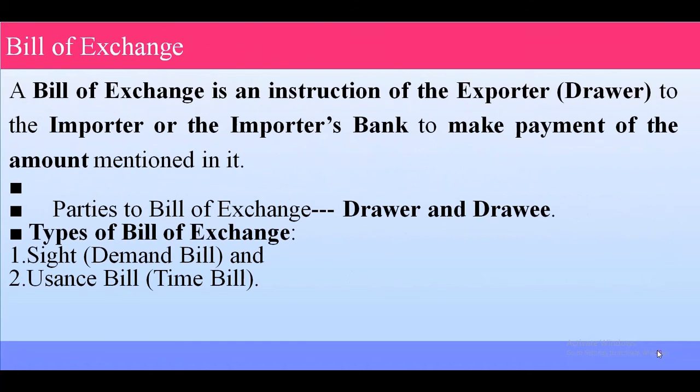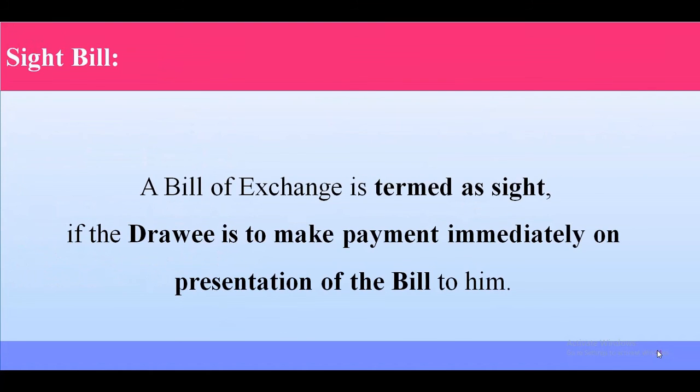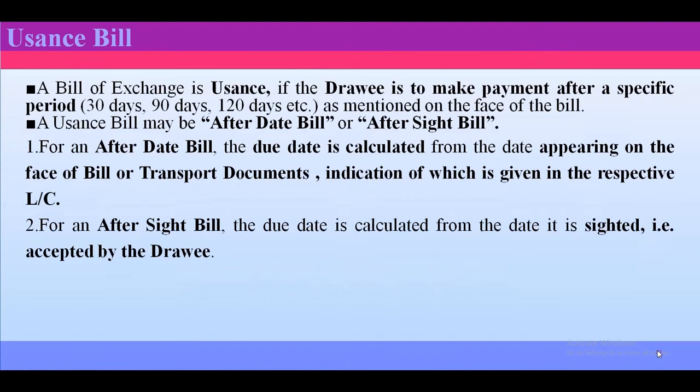Bill of exchange. A bill of exchange is an instruction of the exporter, drawer, to the importer or the importer's bank to make payment of the amount mentioned in it. Parties to a bill of exchange: drawer and drawee. Types of bill of exchange: 1. Sight bill, demand bill, and 2. Usance bill, time bill. Sight bill. A bill of exchange is termed sight if the drawee is to make payment immediately on presentation of the bill to him.